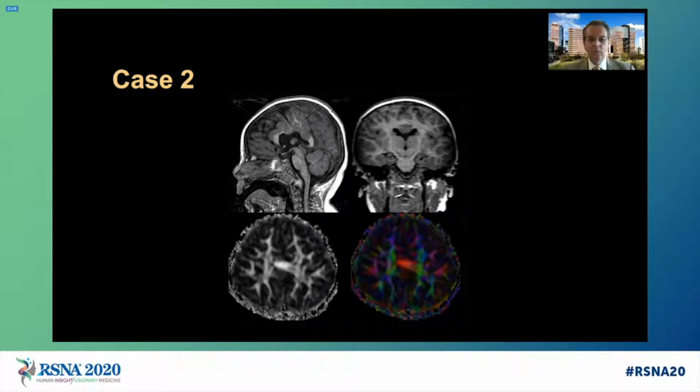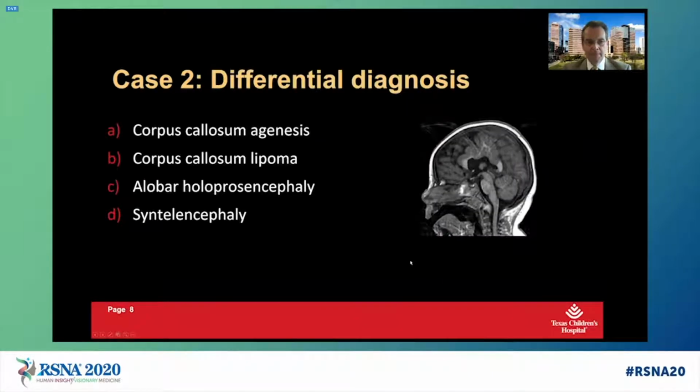Sagittal T1 and coronal T1, as well as color-coded and non-color-coded FA maps of this patient. And you see, something is wrong with the corpus callosum. The anterior part is present, the posterior part is present. And then you see some gray matter in the midline where you expect to see the body of the corpus callosum. And on the FA map, you see some white matter tracts, most likely crossing from left to right here. It's very deficient. So what is the differential diagnosis? Is it a corpus callosum agenesis, a corpus callosum lipoma, an alobar holoprosencephaly, or a syntelencephaly?